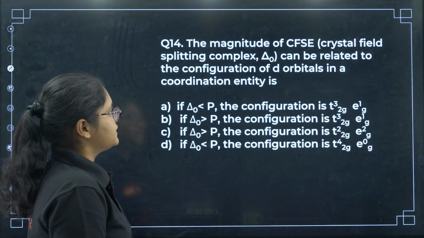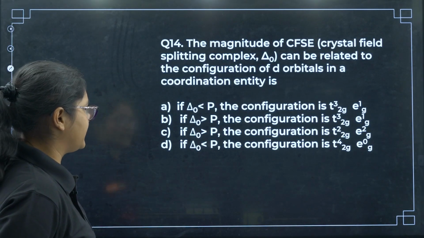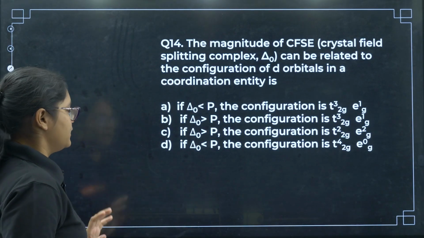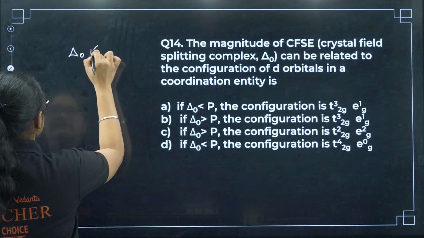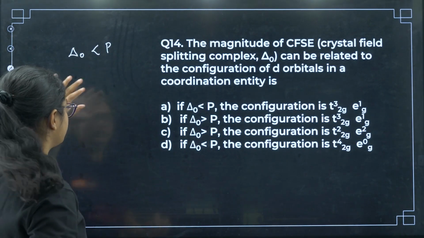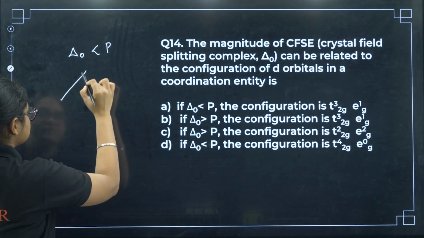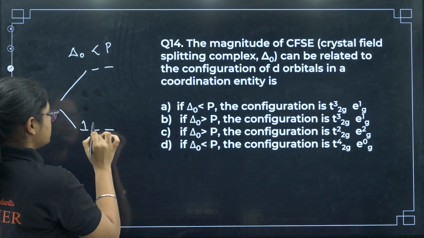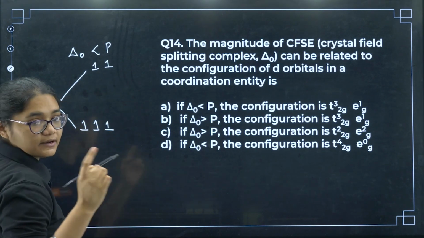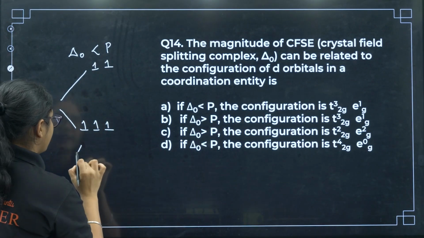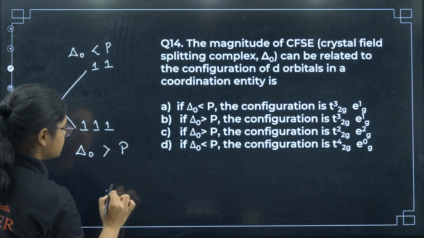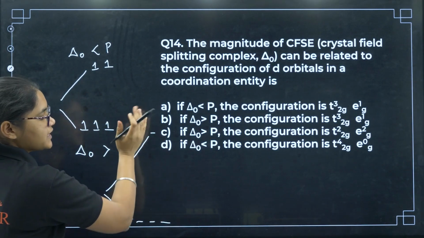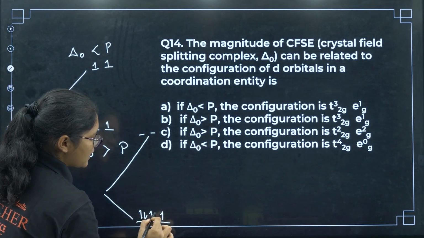Next, the magnitude of CFSE can be related to the configuration of d orbitals in a coordinate entity is. So here you remember, if delta O is less than pairing energy, means this gap is very less, and what will the electrons do? They will go to the higher level. There will be no pairing here. And if delta O is greater than pairing energy, means this gap is very high, then what will happen? Electrons cannot jump to such a higher level of energy orbital, they will start pairing here.